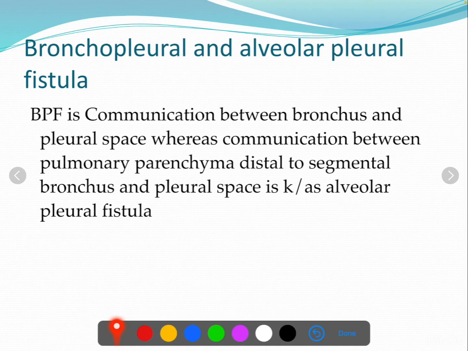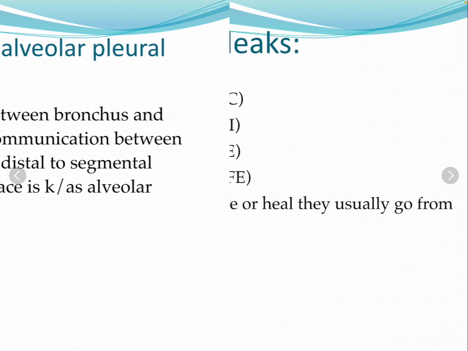Bronchopleural or alveolar pleural fistula. BPF is a communication between the bronchus and the pleural space. A communication between the pulmonary parenchyma distal to the segmental bronchus and the pleural space is known as alveolar pleural fistula. So we call it alveolar pleural fistula when the communication is distal to the segmental bronchus, between it and the pleural space.